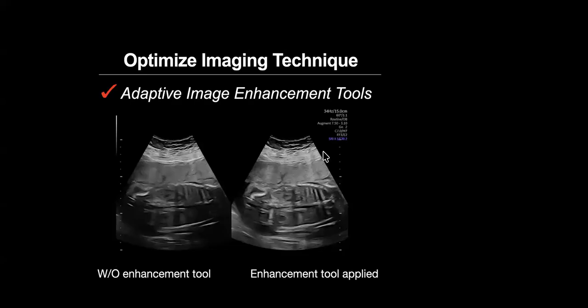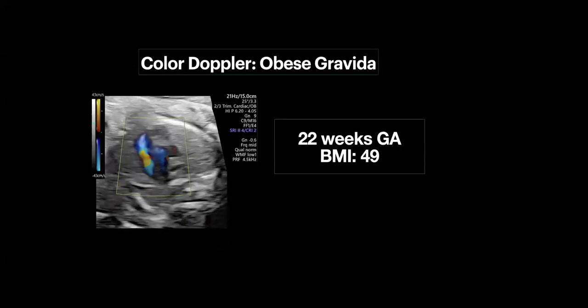But with the adaptive imaging enhancement tools that are present on the current ultrasound units that we have, especially the modern day ones, there is an enhancement tool which really enables you to see beyond the fetus, as well as seeing the posterior portion here, where you could see maternal structures. So that's something that if you haven't used, please give it a try.